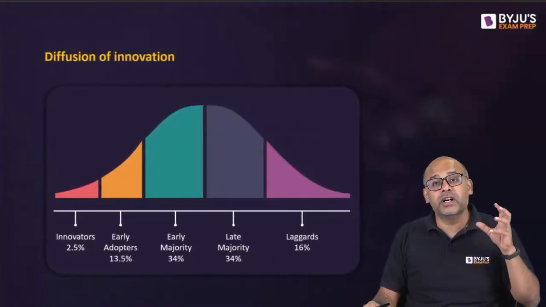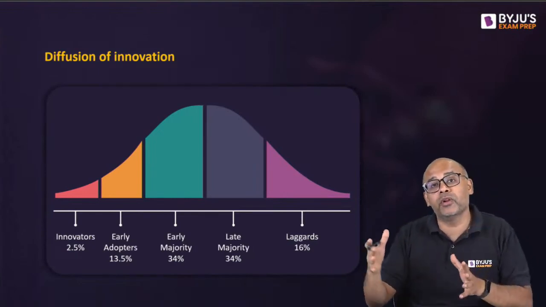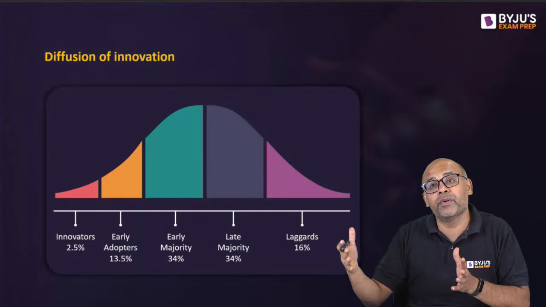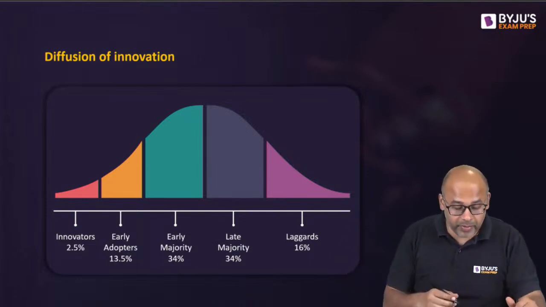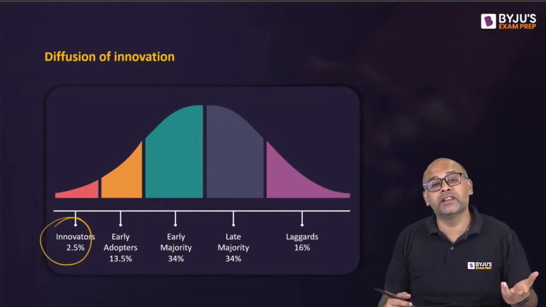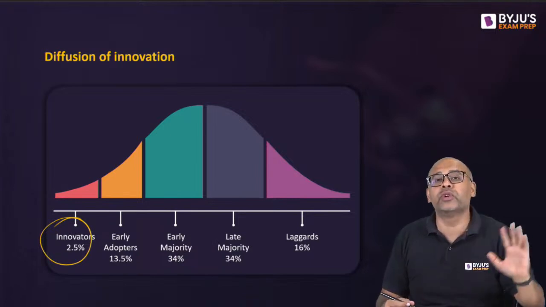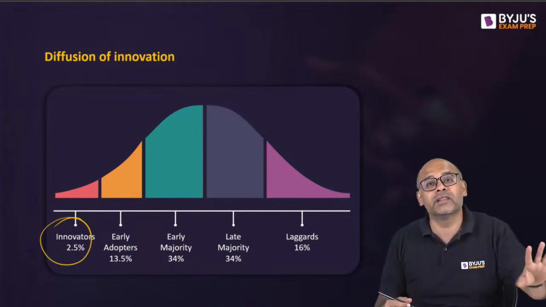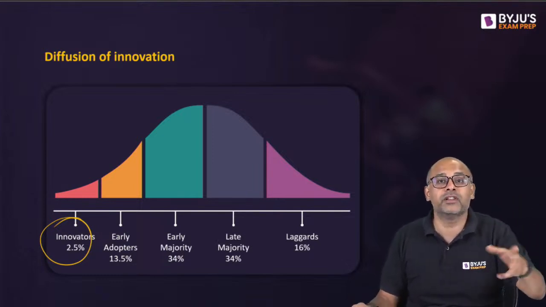So what is the innovation diffusion? I told you there are 5 types of people who will finally end up deciding whether the innovation is a success or not. Who are these 5 types of people? First are called innovators. Who are these innovators? Innovators are the people who would want to try every new technology. Whether it's good, bad, ugly, doesn't matter, they'll try, and they are the people who will actually say that this is good technology, this is bad technology.